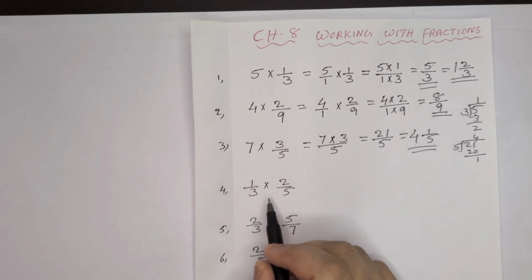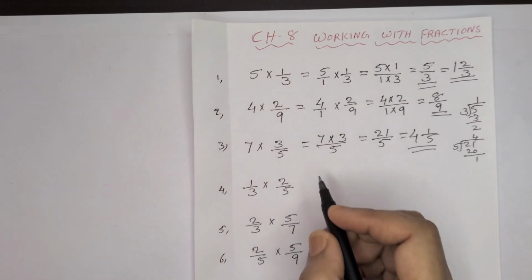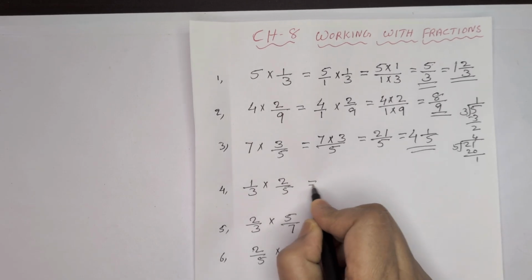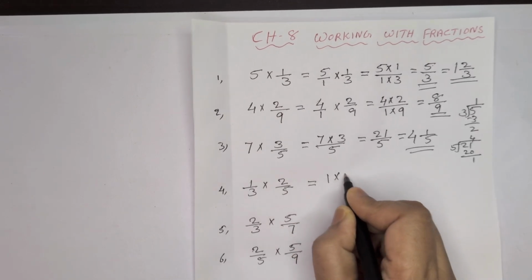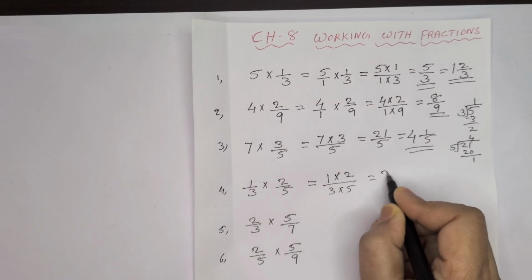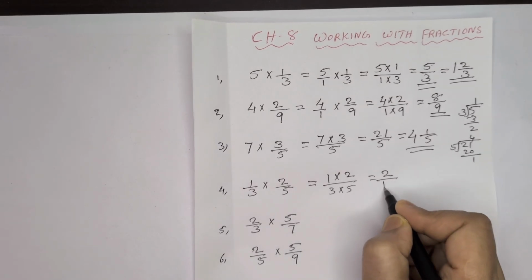Now multiplication with two fractions. In the same way, here 1 by 3 into 2 by 5. First we have to multiply the numerators, 1 into 2, and the denominators, 3 into 5, which is equal to 2 by 3 into 5, 15.